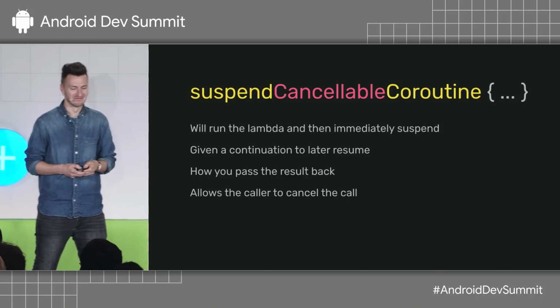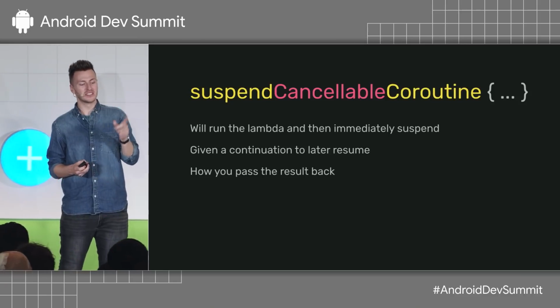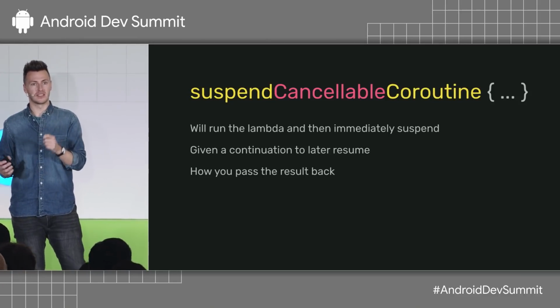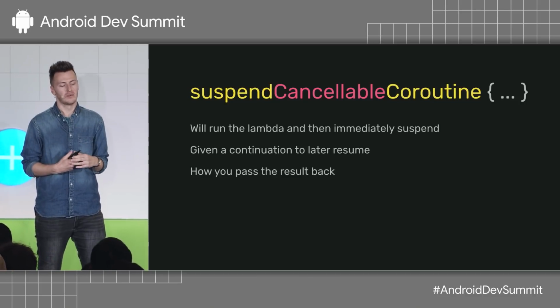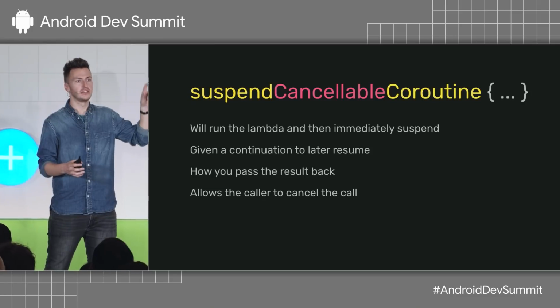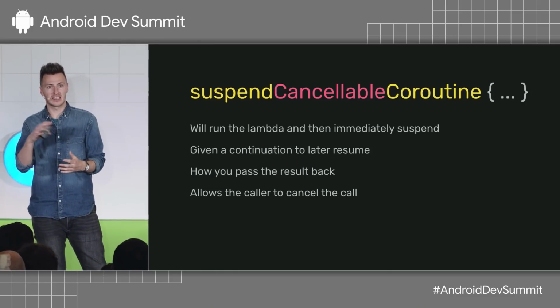Sorry, that's a different one. There is another version, sorry, I didn't mean to skip that. There's another version called suspendCancellableCoroutine. It's like a little add-on on top, and it allows you to cancel the call. So say your coroutine is canceled, you can then tell the underlying API, in this case Play Services, to cancel its call.